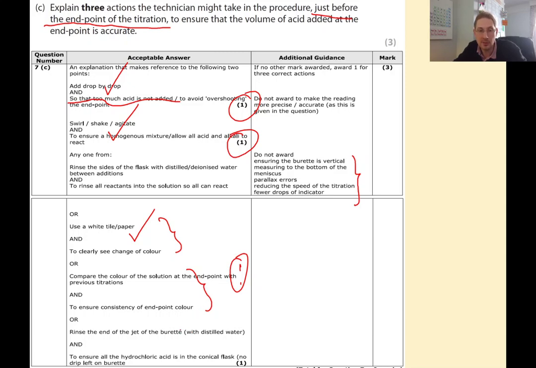But the one that you might have got, and this is a sensible one, is rinse the end of the burette with distilled water into the conical flask to ensure that all the hydrochloric acid is in the conical flask. Okay, so something that we probably didn't do in the lab, but you can rinse the end of that jet into the conical flask. Make sure all the acid, all those drips on the end of the burette are actually in the conical flask.